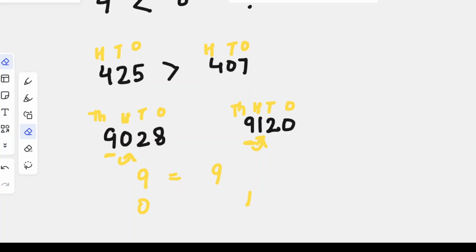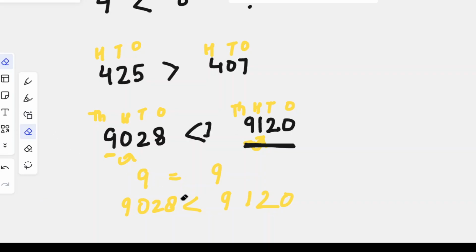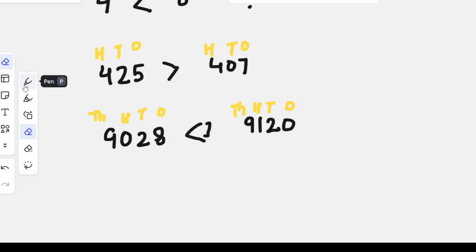What we'll do? We'll put the greater than or less than sign here. So 0 is less than 1, right? It means 9028 is smaller than 9120. Okay? So here the number which is greater will always have this big side open towards them. Clear? So all the comparisons are very simple. We just have to follow the process step by step. Okay?